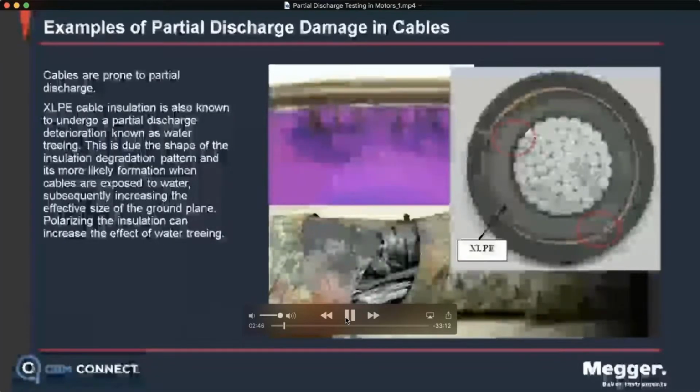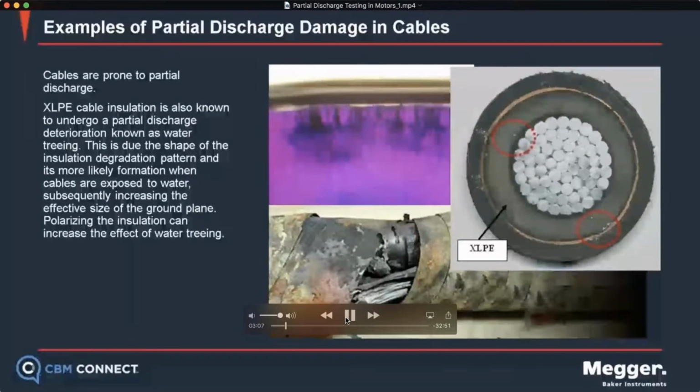So one of the casualties of partial discharge potentially is our cable systems. Specifically, XLPE type cables as an insulation are known to undergo partial discharge deterioration under a process called water treeing. And it has to do with the shape of the insulation degradation pattern. That's why they call it the water tree, the treeing. When cables are exposed to water, and then they have this polarizing voltage around them, these discharges can lead to this type of deterioration that you see here in the photographs.